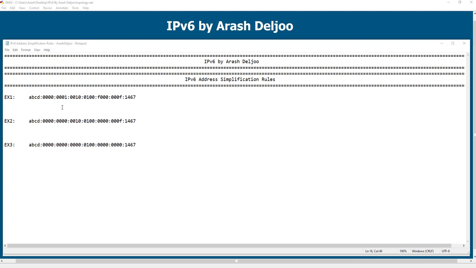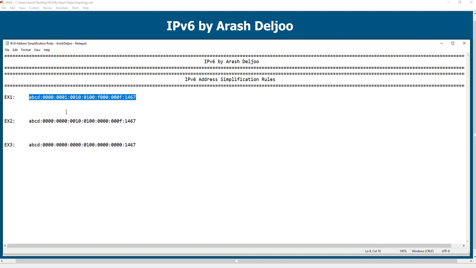The first example is an IPv6 address that I wrote in the hex notation. You can see that in the IPv6 address in example 1, we have 8 hex states. In every hex state, we have 4 characters between 0 to F. This means that in every hex state we have 16 bits, so 8 multiplied by 16 equals 128 bits.